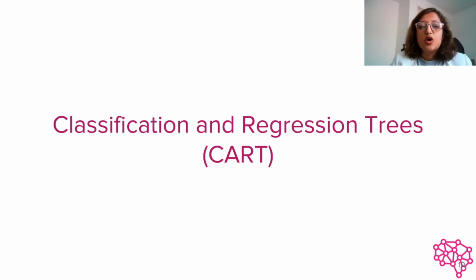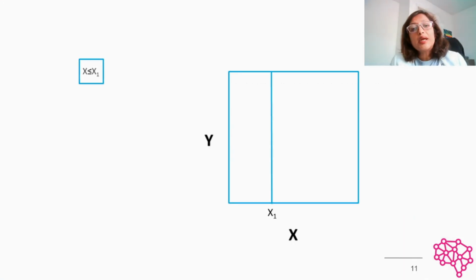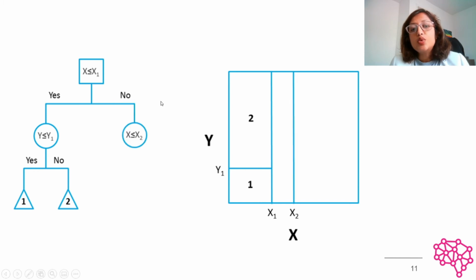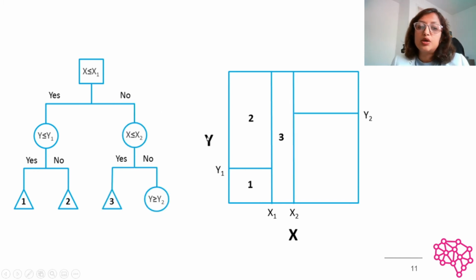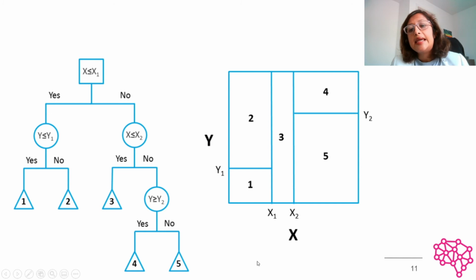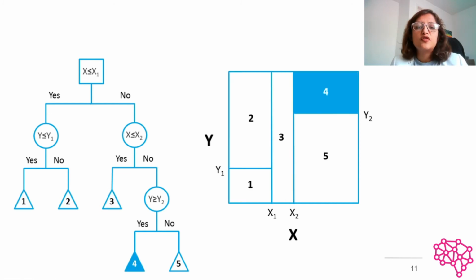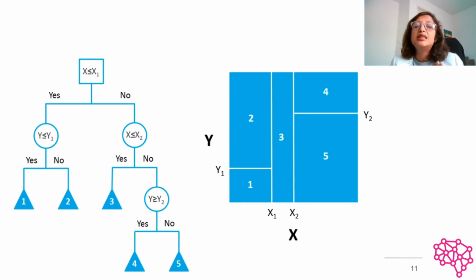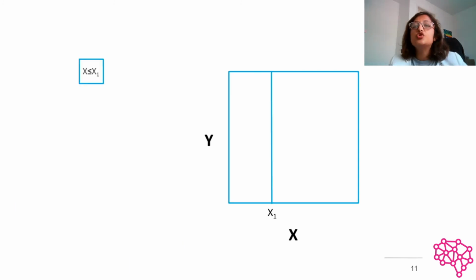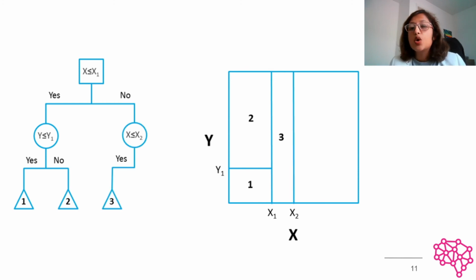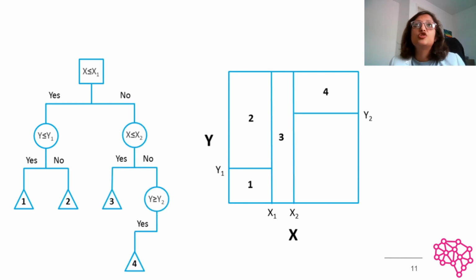Next model is classification and regression trees, or CART. Now let's look at an example of how decision trees work. Let's say that you have this whole space populated where you have your dependent variable y in terms of independent variables x, and what you're trying to do is, based off of certain patterns that you see in the data, divide this whole region into subspaces, and every single subspace would now entail a different decision point for this decision tree.